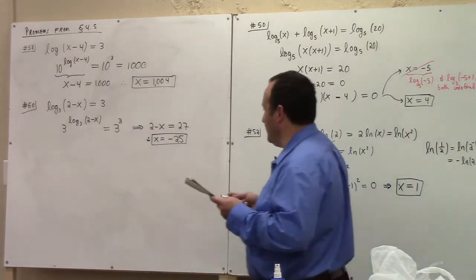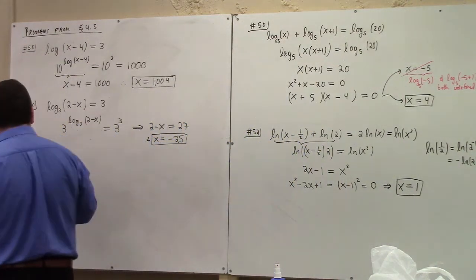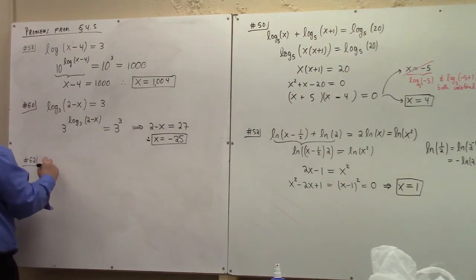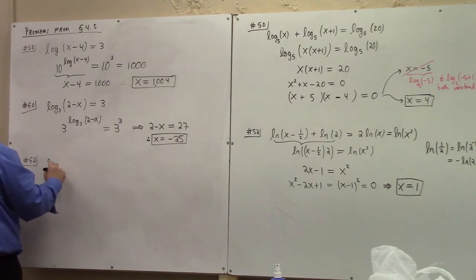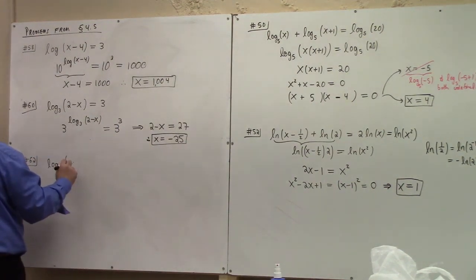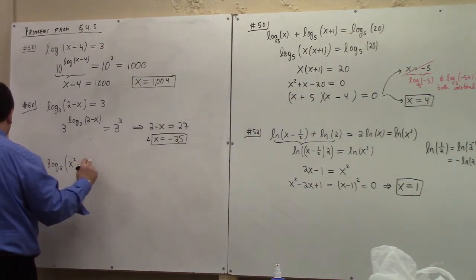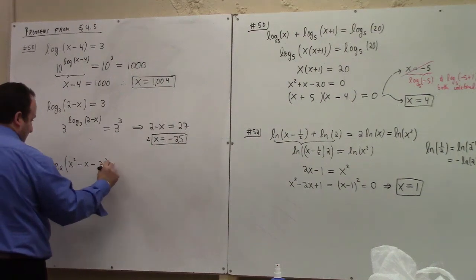Well, I guess we could try number 62. Here we're solving log base 2 of x squared minus x minus 2 equals 2.